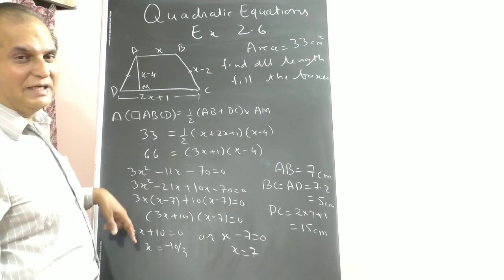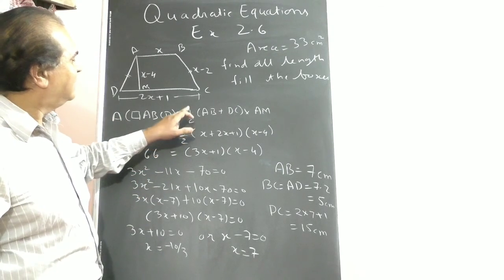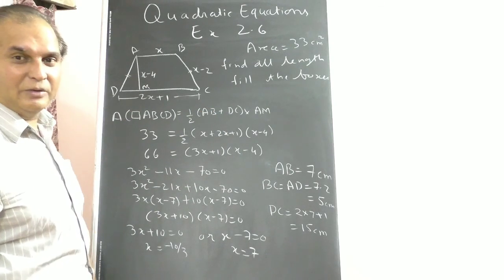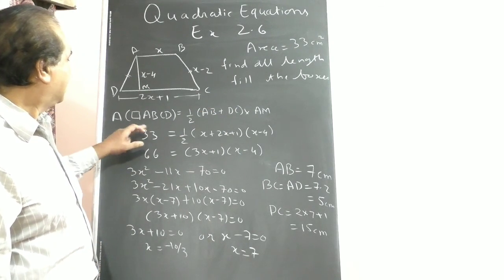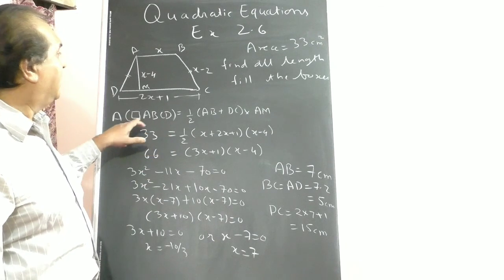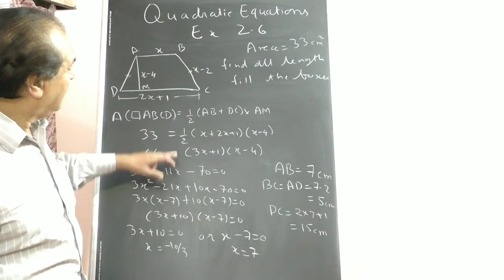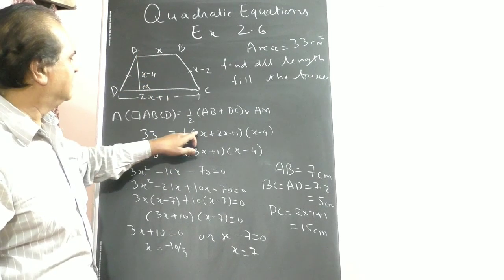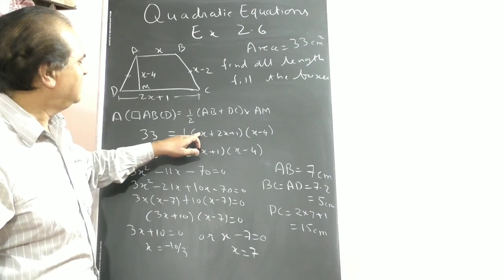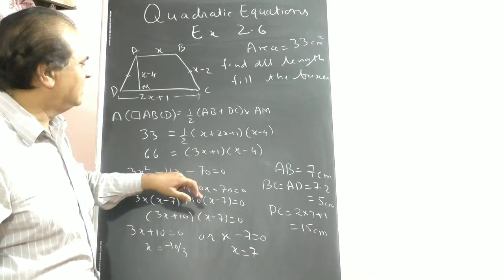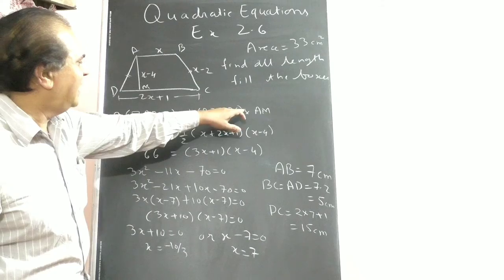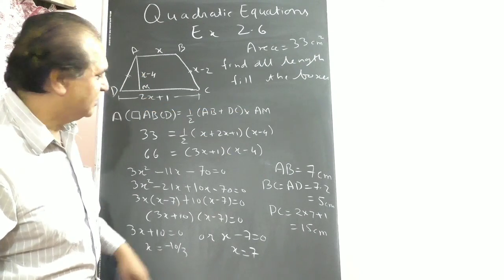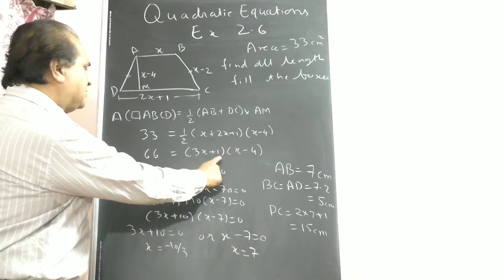Area of quadrilateral ABCD means trapezium. Half sum of parallel sides, that is AB plus DC, into height, that is AM. So 33 equal to half. Area given 33. Half AB plus DC. AB is x plus 2x plus 1. So x plus 2x is 3x, plus 1. And height AM is x minus 4. So 3x plus 1 is this.